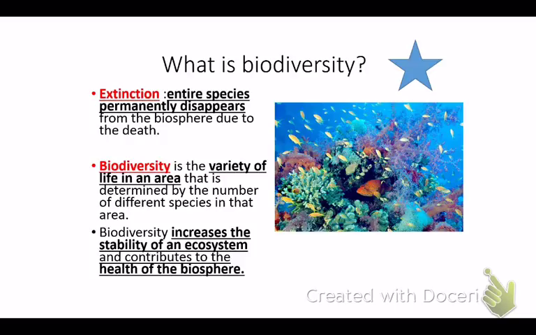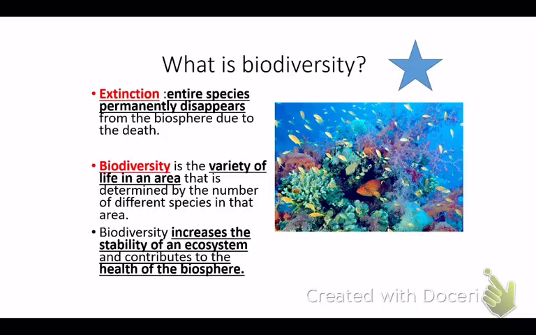So if we're going to talk about biodiversity, we should also talk about extinction. Hopefully you know what extinction is, but extinction is when an entire species permanently disappears from the earth. They've just all been wiped out, and they will not reproduce anymore. They will not pass on their genes for their full species anymore. And this is a concern because every time we have extinctions that happen, we are reducing biodiversity.